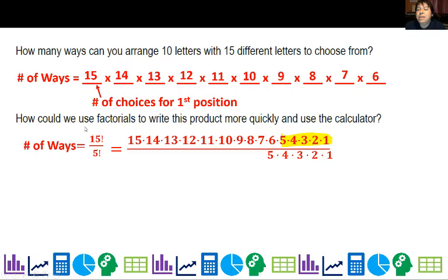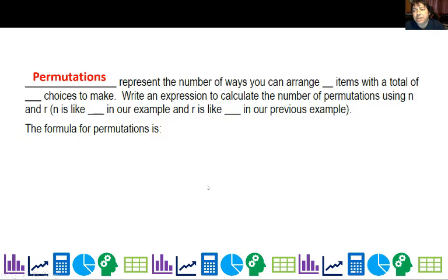So you can take the number of things you have to choose from divided by the ones you don't choose, how many you don't choose. So where do we get that? 5 is 15 minus 10. We have 15 to choose from. We take 10. That leaves 5 left over. So permutations represent the number of ways you can arrange n items with a total of r choices to make. We're going to write an expression to calculate the number of permutations using n and r. So we're going to go ahead and write that formula out.